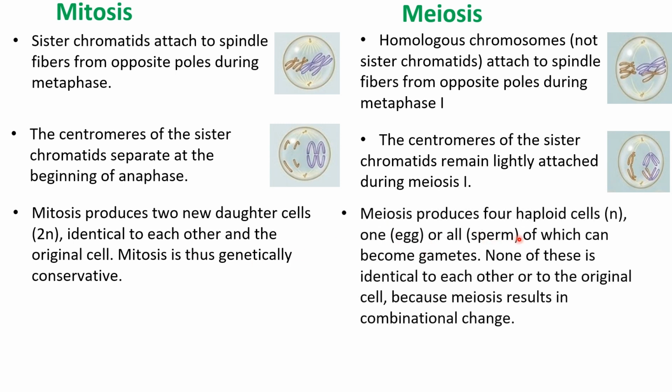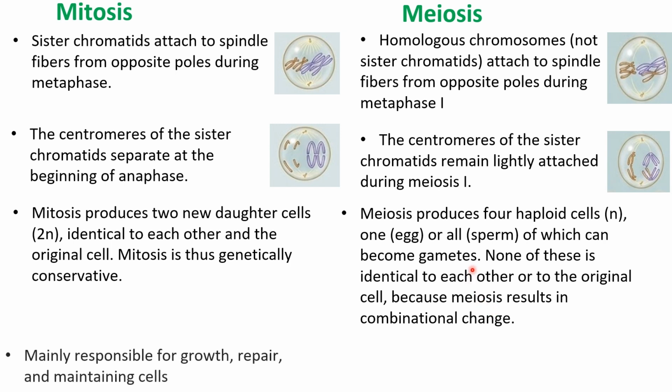Meiosis produces 4 haploid cells, 1 egg or 4 sperm, which can become gametes. None of these is identical to each other or to the original cell because meiosis results in combinational change. Mitosis is mainly responsible for growth, repair and maintaining the cells. Meiosis produces cells involved in sexual reproduction.